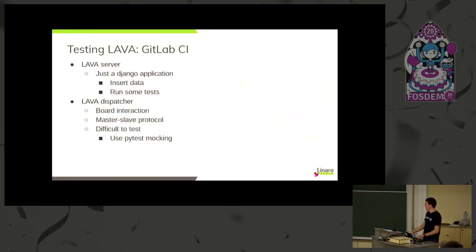So as I said, testing the server, it's just a Django application. So you insert that data into the database and you run some tests. That's pretty easy. It's really easy to test. The dispatcher itself, that's way more difficult because the dispatcher is interacting with the boards. So you need a board to test the interaction with the board. You need something to test with it. And it's also interacting with the master. So we have a protocol between the master and the slave. So we also have to test it. So it's really difficult to test. And I will present how we can test it correctly.